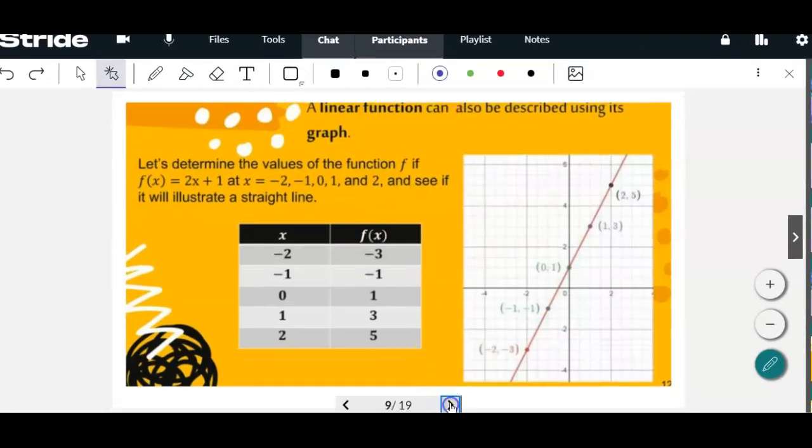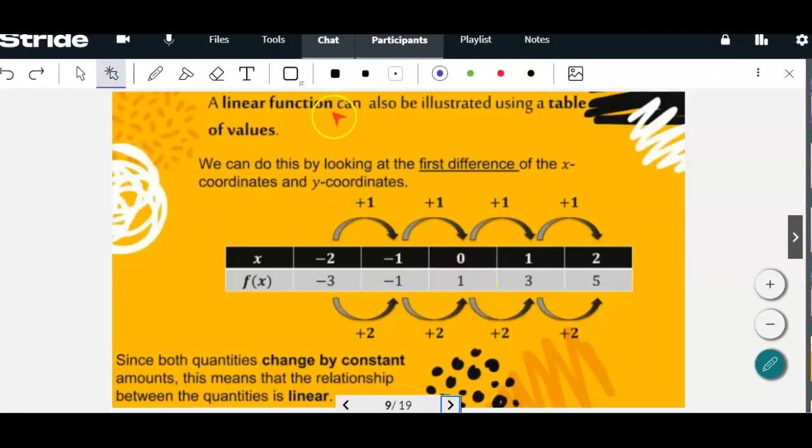All right, next up, a linear function can also be illustrated using a table of values. We can do this by looking at the first difference at the x coordinates and the y coordinates. This should look familiar. I already talked about that when we did those values about 2 slides ago. Since both quantities change by constant amounts, this means the relationship between the quantities is linear, makes a straight line.